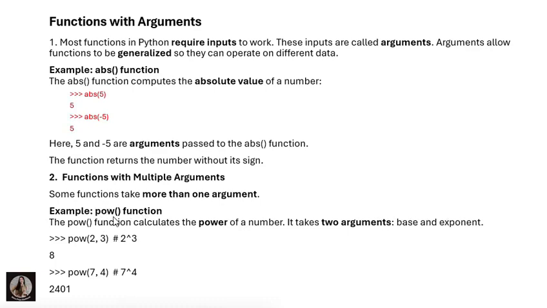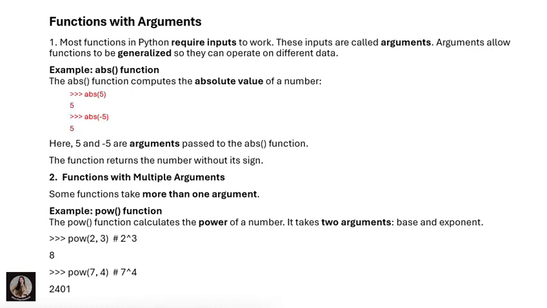To find the power, we need two arguments, which are 2 and 3. It will take it as 2 power 3 and generate the output as 8. And the second one, power of 7, 4. It will take this as 7 power 4 and generate the output as 2401. This is how I can take multiple arguments. If I take power of 2, 3, it will take 2 power 3 and give the result.